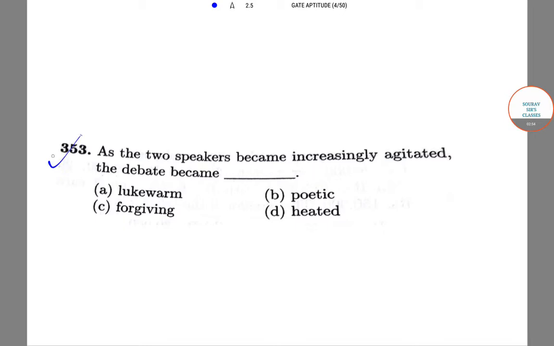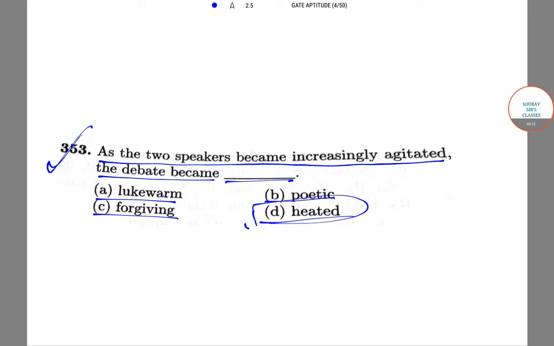The next question is also fill in the blanks. The statement is, as the two speakers became increasingly agitated, the debate became dash. Option A lukewarm, option B poetic, option C forgiving, and option D heated. The correct option for this is option D. That is, the debate became heated.